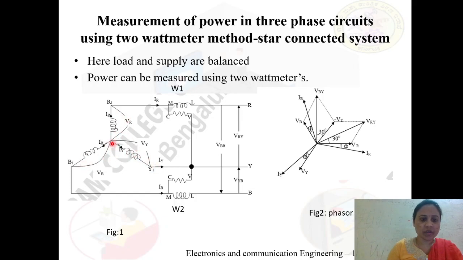One terminal, that is a similar terminal of each coil, is connected to the reference common point. We call that point the neutral, which we have indicated here with N, and the other terminals of each coil are given to the lines. And here we have taken 2 wattmeters, W1 and W2.